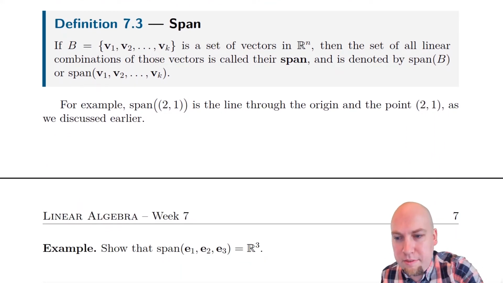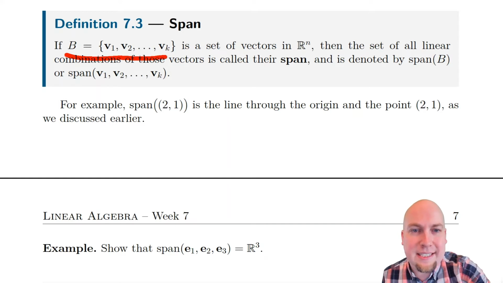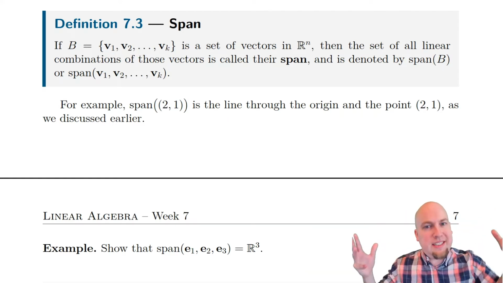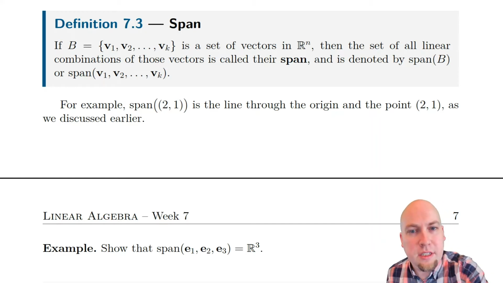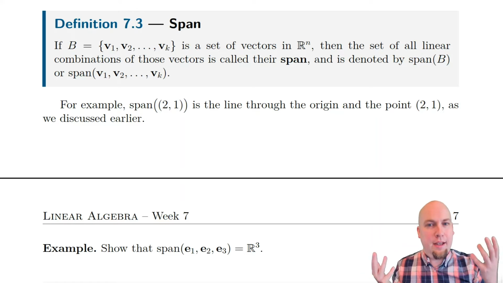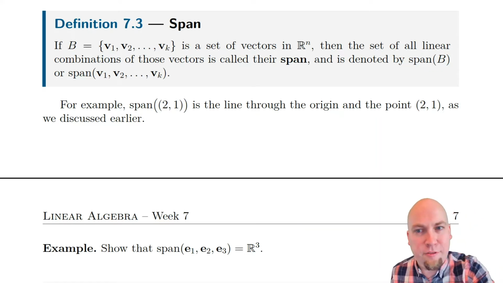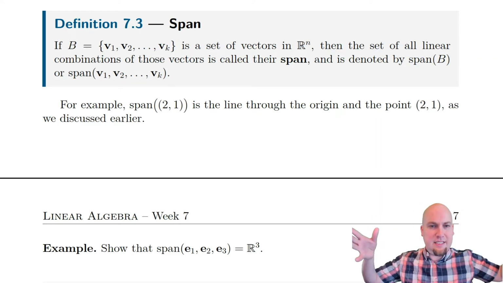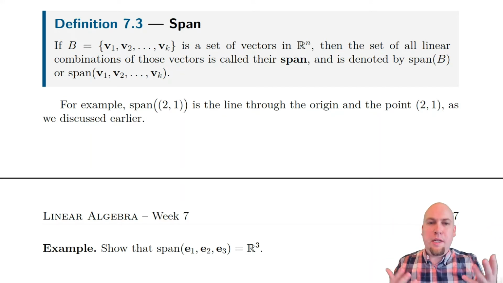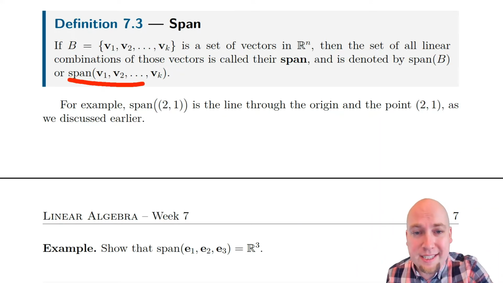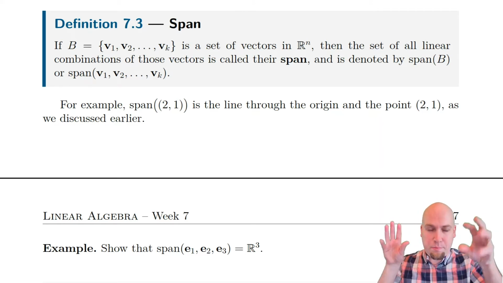A little bit more formally, suppose that you've got a set containing k vectors. If you construct the set of all linear combinations of those vectors, we call that the span of that set, or the span of those vectors. We denote it either by span of B, if B was the name given to the set, or span of that list of vectors. Again, the point of this is it turns this set here, which is not a subspace, into a set here that is a subspace. It patches up all those holes.